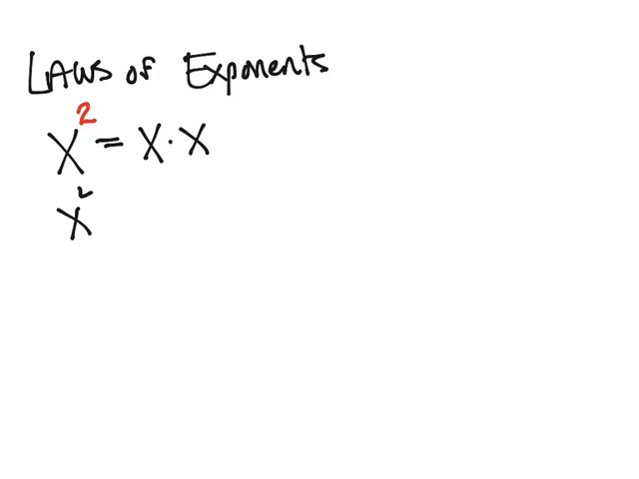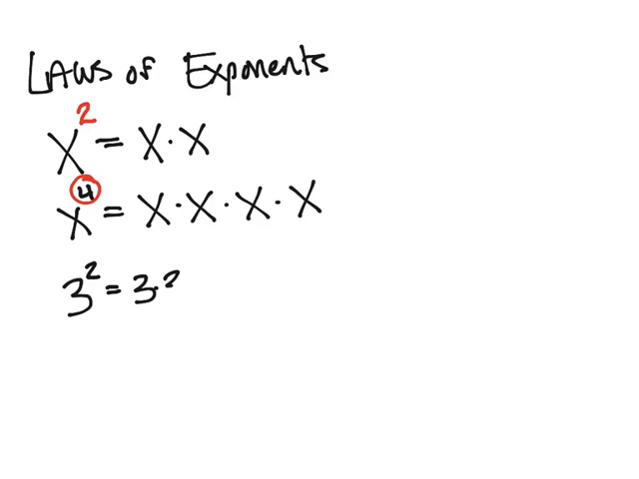X raised to the 4th power is simply x times x times x times x. It's x multiplied by itself 4 times. This also works with standard values. For example, 3 to the 2nd power is simply 3 times 3, which becomes 9.